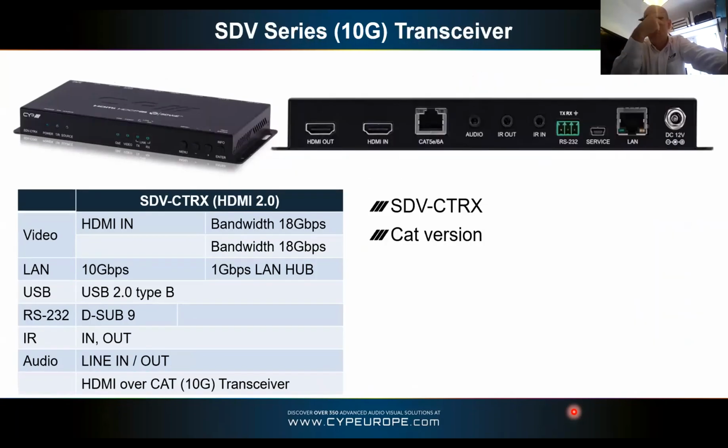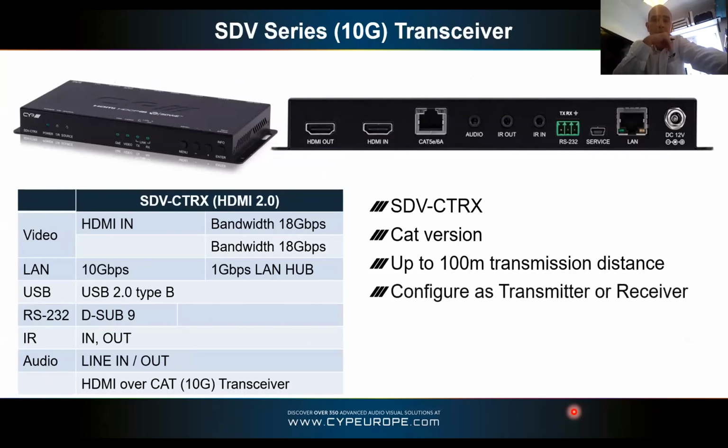Looking at the CTRX, this is then the back of the cat version, and that would be up to 100 meters transmission distance either side of the network switch if you're using it with a network switch. And again, as I mentioned, that can be configured as a transmitter or receiver within the control interface. And that's HDMI in and out.